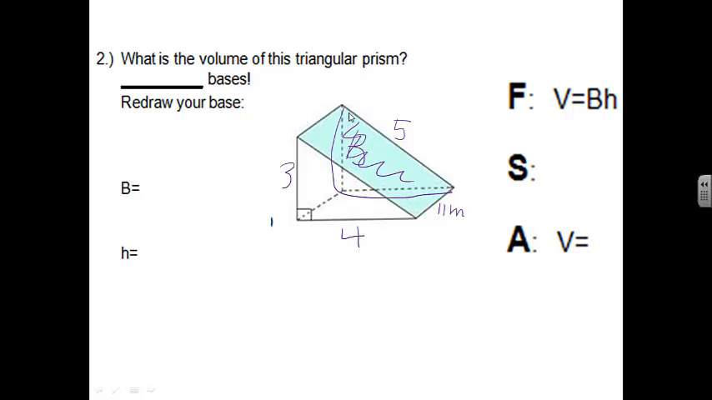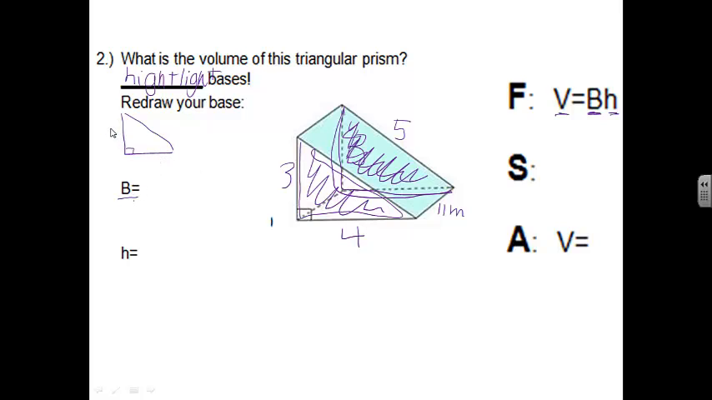So first things first, I already did it. I highlighted my base, which I did a horrible job on. I'm going to highlight my bases. Here's my other base here. That's what we need to do first. Now we know our formula is volume equals area of my base times the height. Well, what is my base this time? My base is a what? Triangle. So I have to find the area of my triangle, and that's what big B is going to represent.